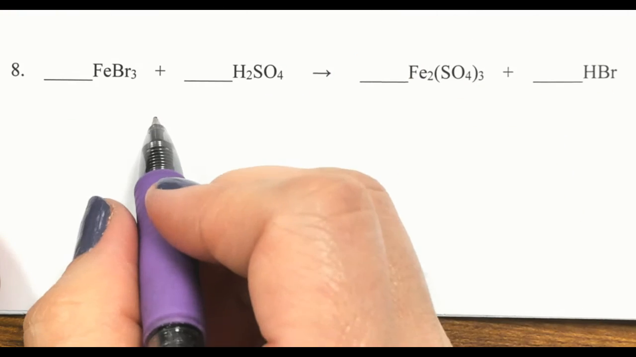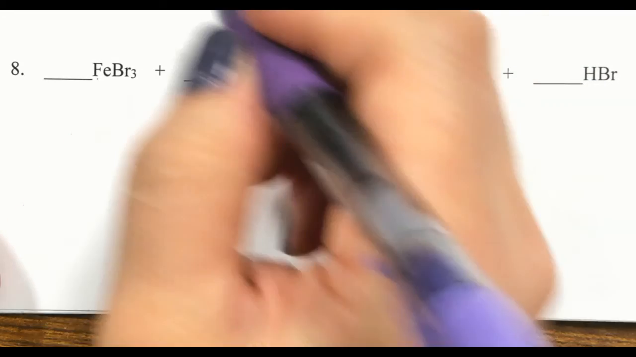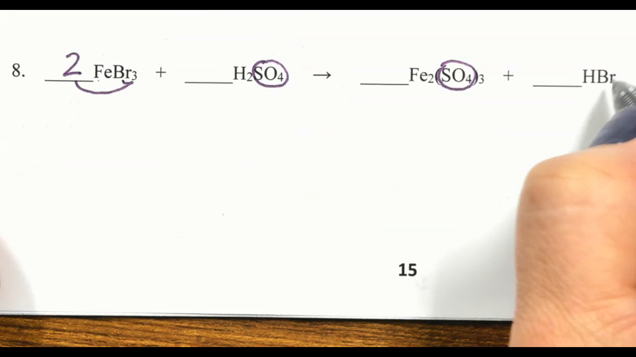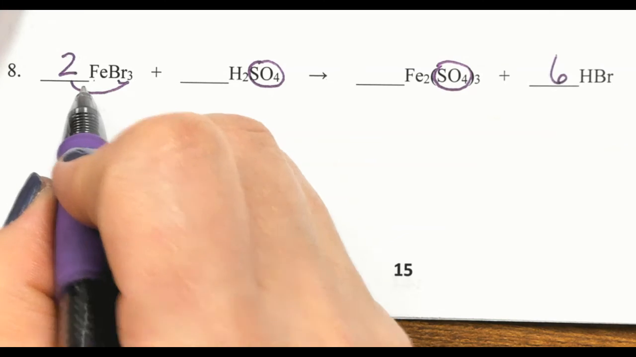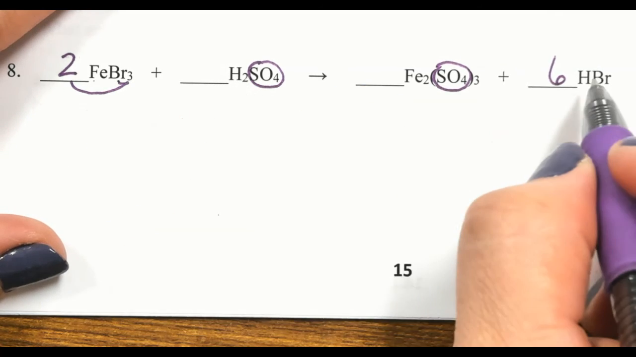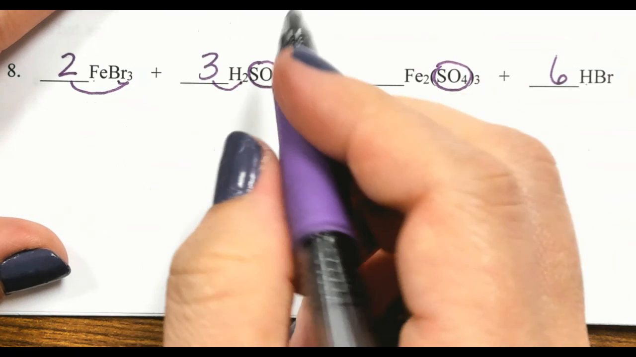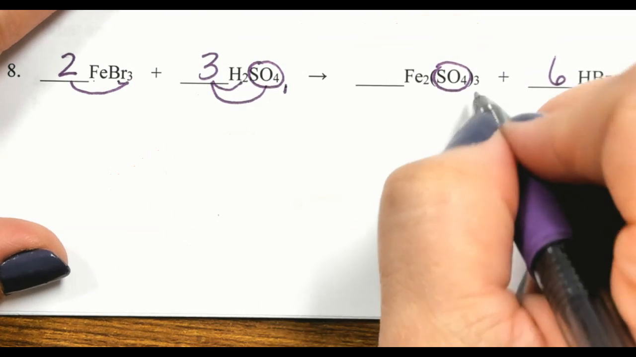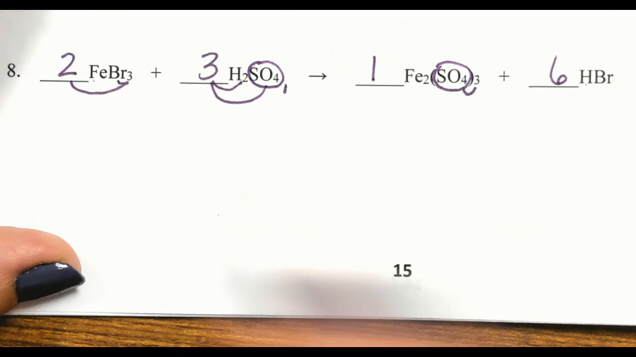Last one. We're going to bundle the SO4 and this SO4. We have 1 iron, 2 irons. So that's going to put a 2 here. 2 times 3 is 6 bromine, so there's only 1 bromine there, so I'm going to put a 6. Now, iron's good, bromine's good. 2 hydrogens, 6 hydrogens, so I need a 3 because 3 times 2 will be 6. Finally, we have 3 times 1 is 3 sulfates, and look here, we have 3 sulfates, so we are finished. Put a 1 there, it's 2, 3, 1, 6.